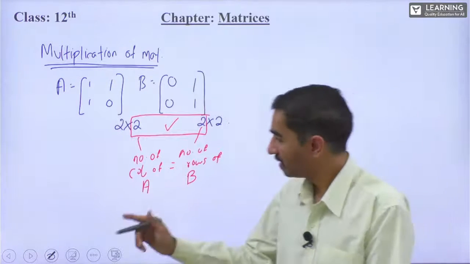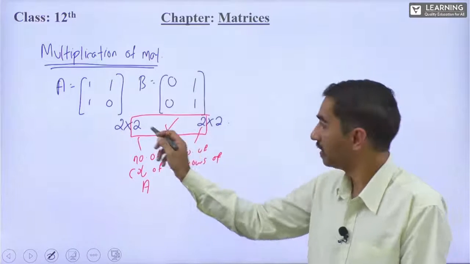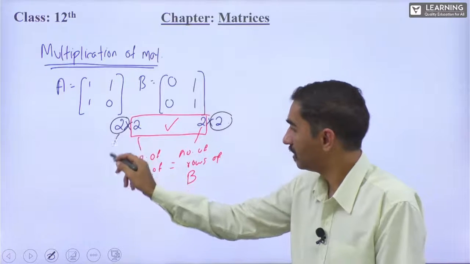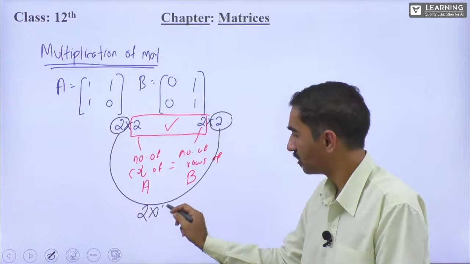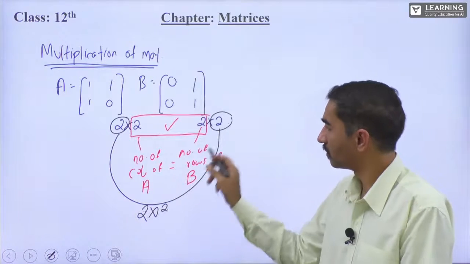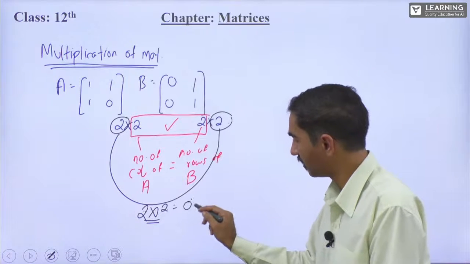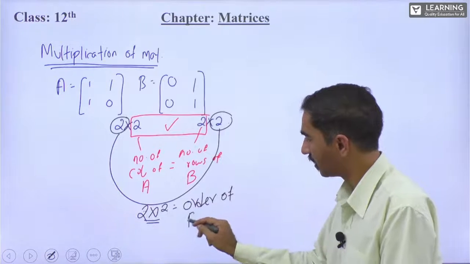Okay. Another thing here. If these both are same, we can multiply, right? Then what are these both representing? This and this. What do we have here? 2 cross 2, correct? How did we get this 2? From here. And how did we get this 2? From here. What is this representing? This is representing the order of the product.